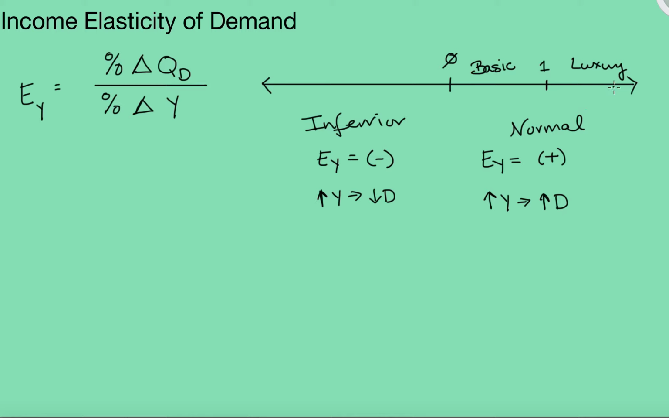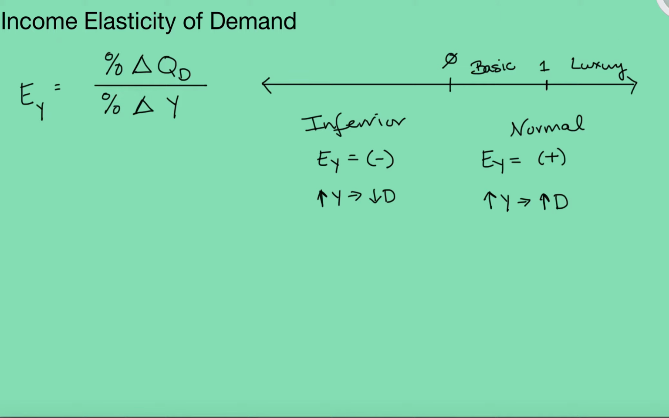A luxury good is one where if your income increases, it didn't really increase enough to justify buying a Bentley, or it didn't really increase enough to justify buying this good or service. You're buying more than 10% more of this good or service with an increase in demand.